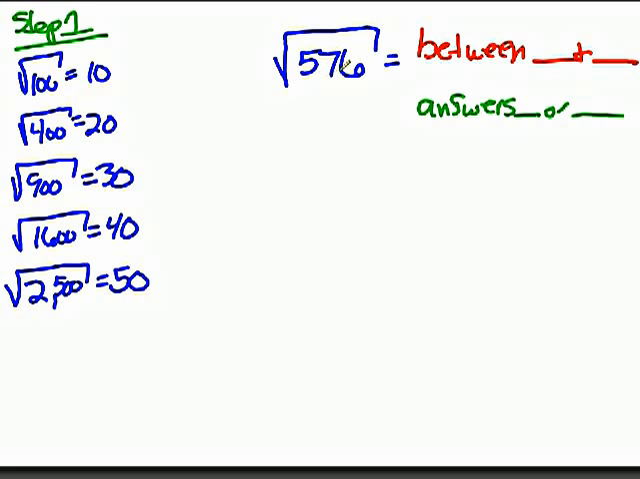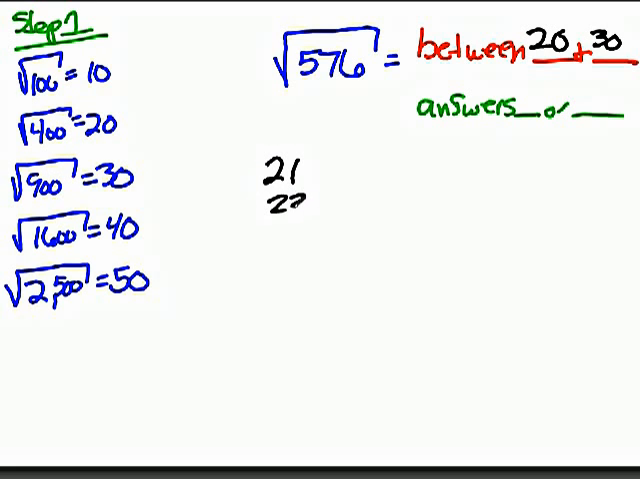Well, I've got the square root of 576. The first thing you need to do is figure out where this goes in between. If you notice, this number 576 is in between 400 and 900. So I know my answer must be between 20 and 30. But it can't be 20 or 30, because the square root of 400 is 20 and the square root of 900 is 30.